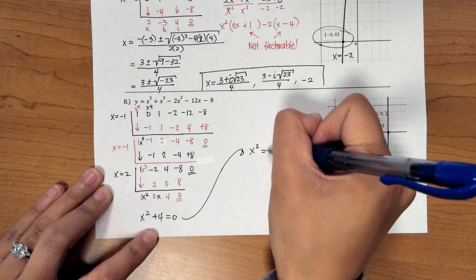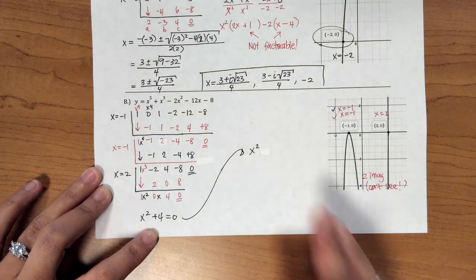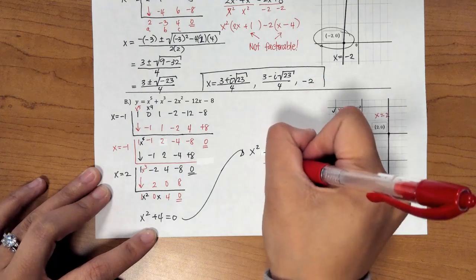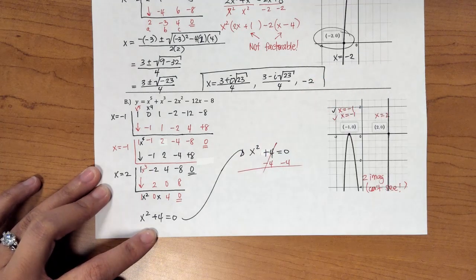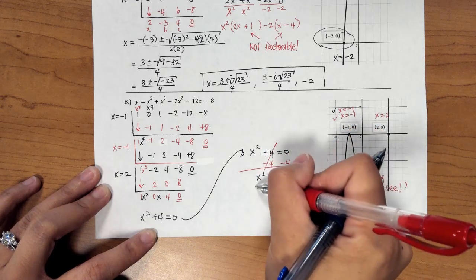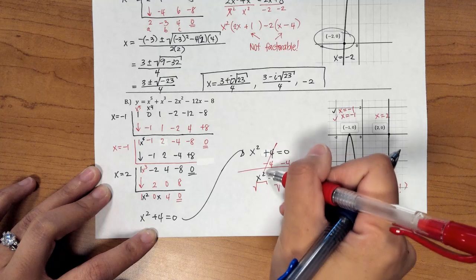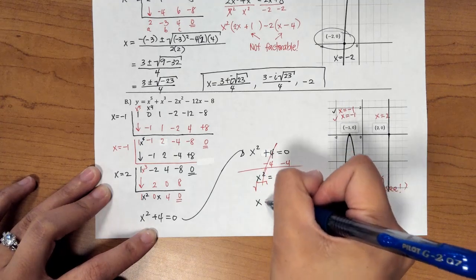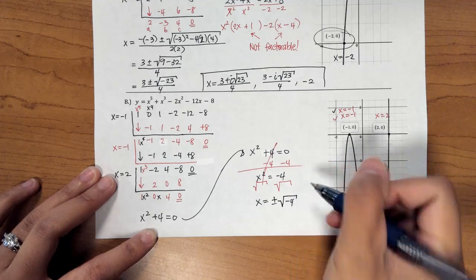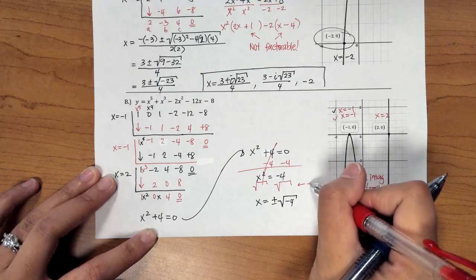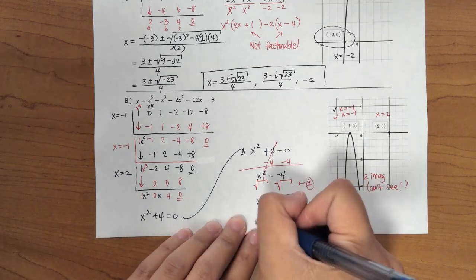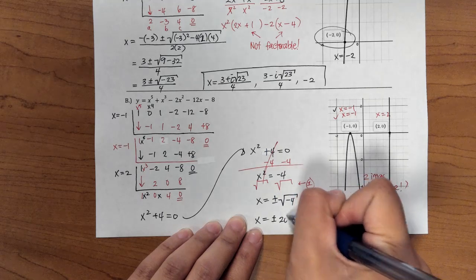X squared plus 4 equals 0. I'm going to subtract 4 on both sides because I only have one x, so I can use inverse operations. I'm going to square root both sides. Make sure you don't lose that negative. Now I have x equals plus or minus the square root of negative 4. Remember, this is where the plus or minus comes in. Well, we know the square root of negative 4 is plus or minus 2i.